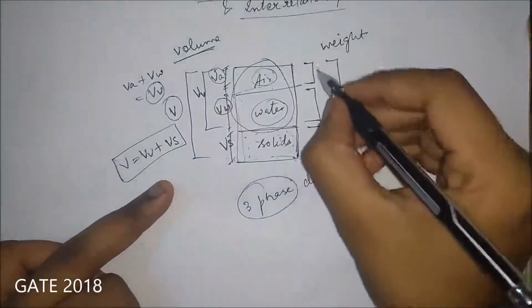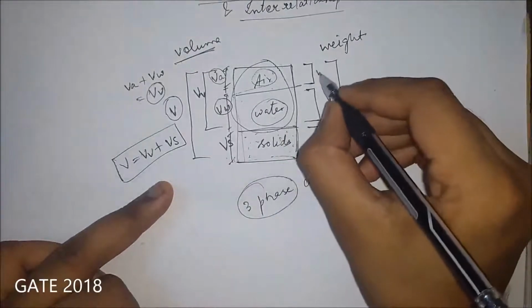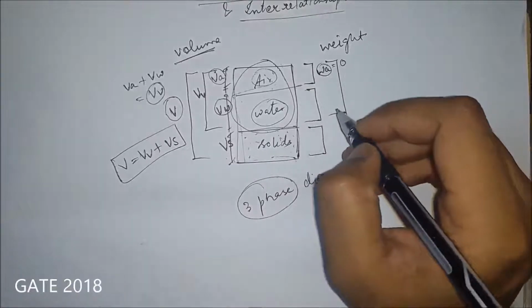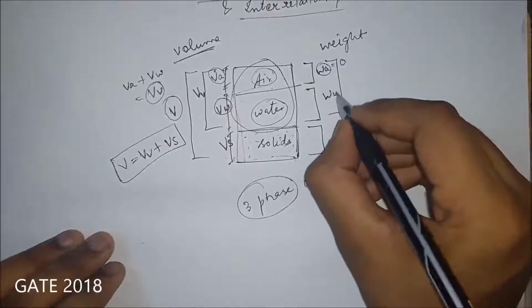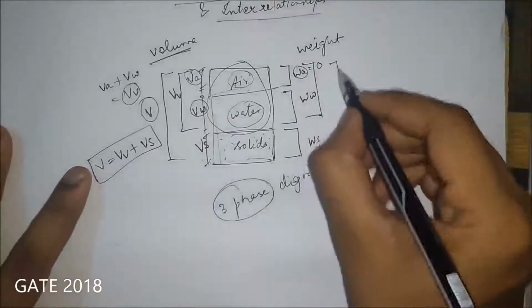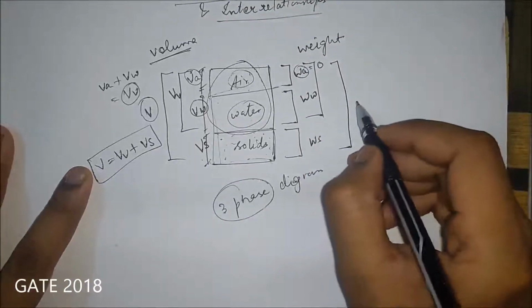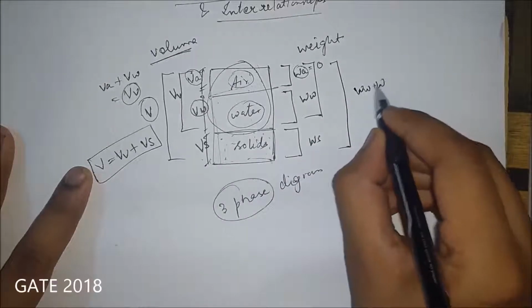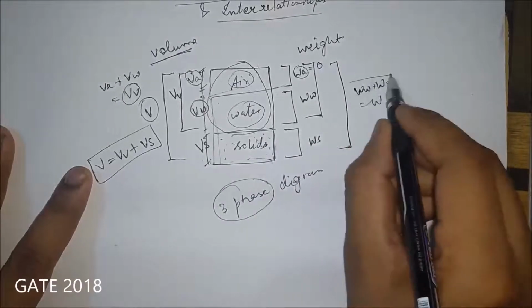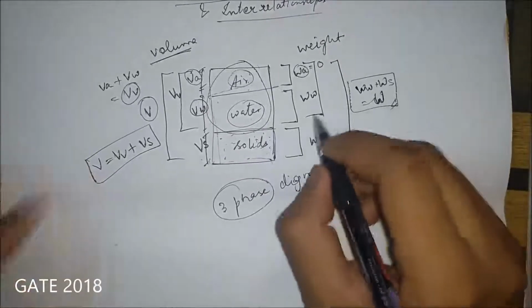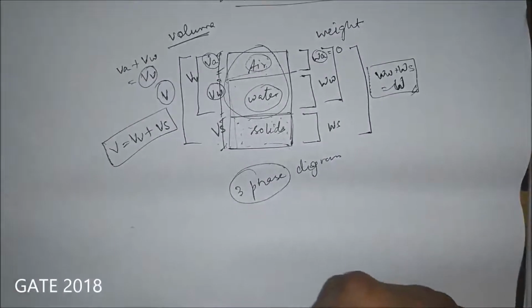Clear? Now air won't have any weight, so weight of air WA will be equals to 0, but water will have weight and solids will have weight. Now the total weight, if we say, will be equals to WW plus WS, which is represented by just W, total weight, capital W of course. I'll tell you the reason in a second.